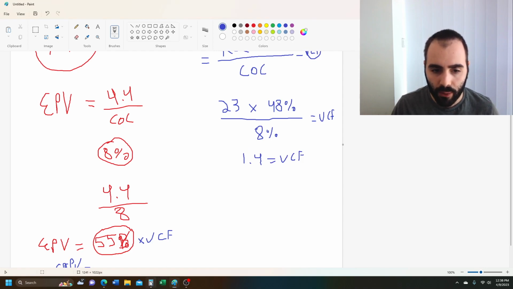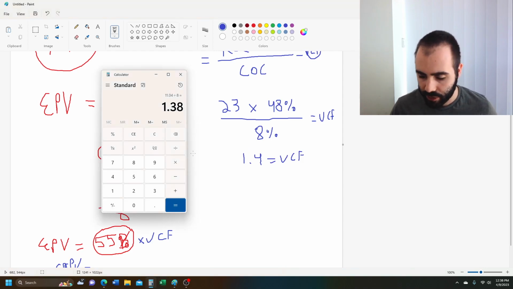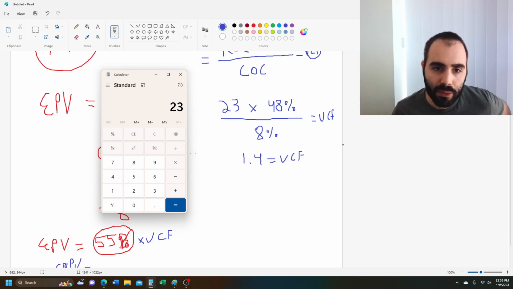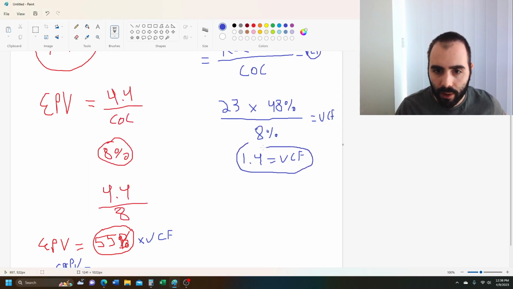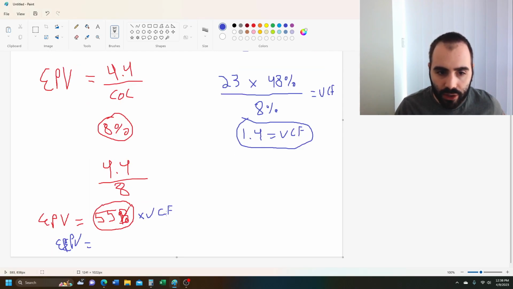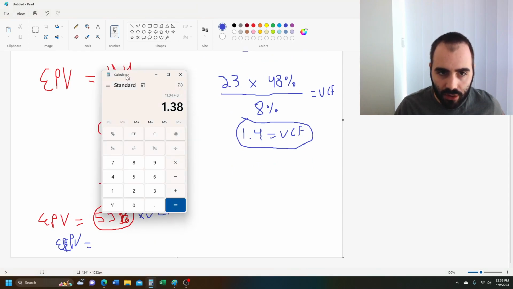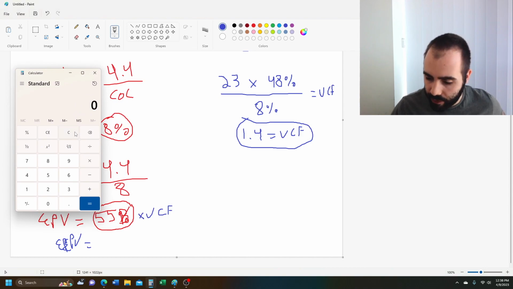So let's go through that one more time, just that way everybody's confident. 23% is the return on capital. They reinvest 48% of that back into the business, so that's 11.04. We divide that by the cost of capital, and that gives us a value creation factor of 1.4. Now, what do we do with this value creation factor? We multiply it by the earnings power value that we calculated at the start. We take 55 and we multiply it by 1.4. Remember, 55 was our earnings power value.